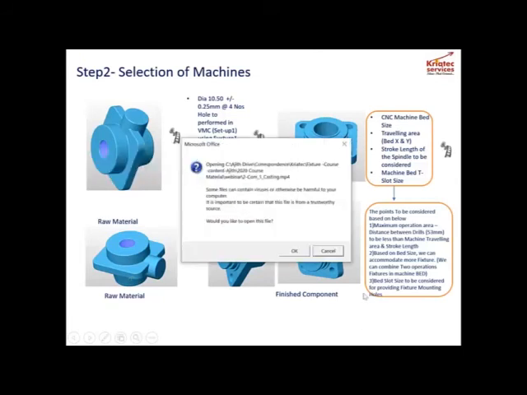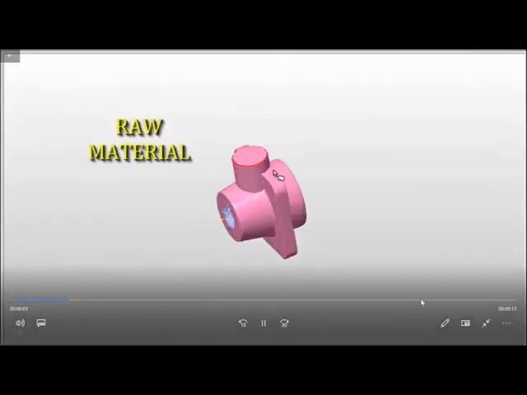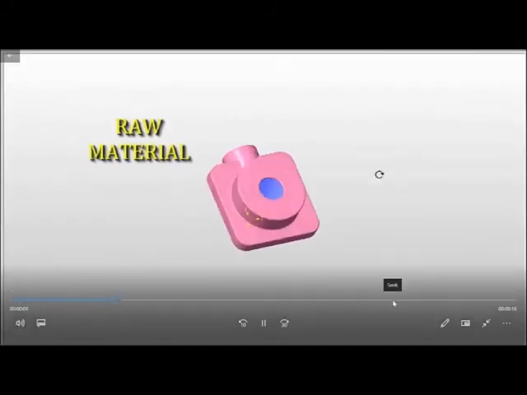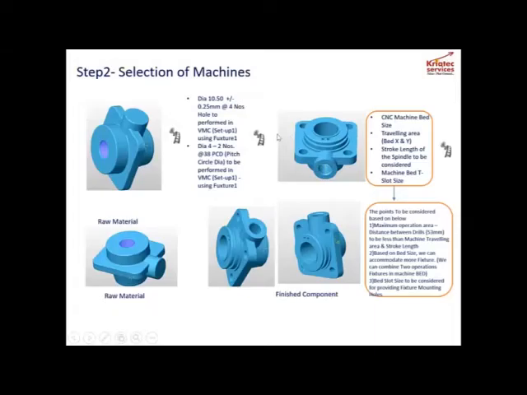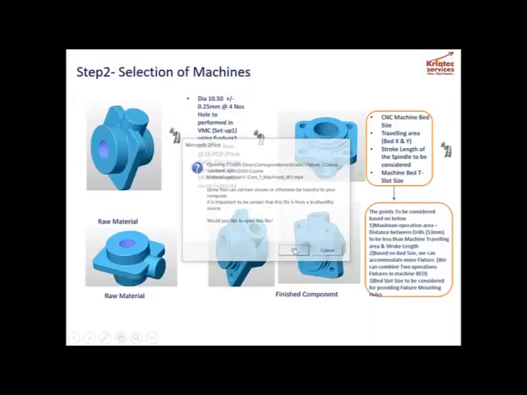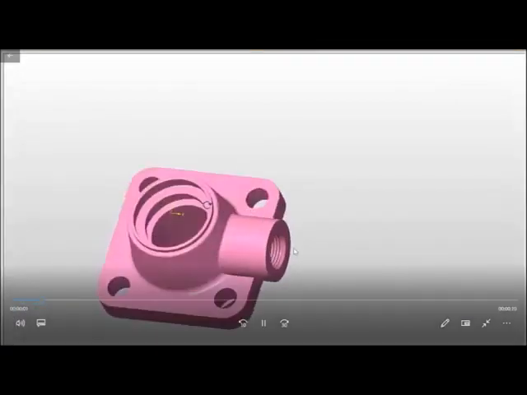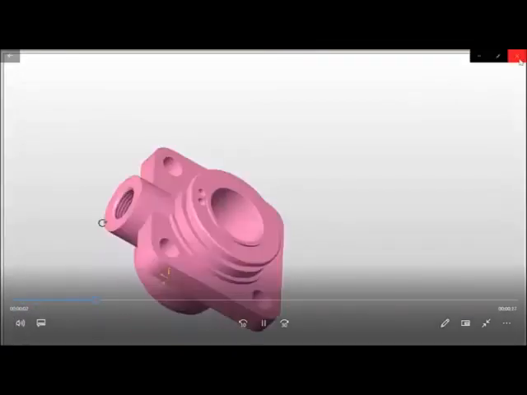So this is basically a 3D model. How does the raw material look? Typically, it has to be compared. I'm just moving it. Then this is the finished component. The customer used to give a drawing along with the 3D model.